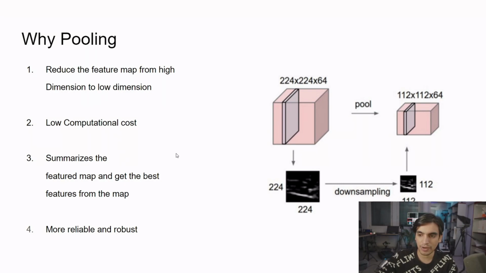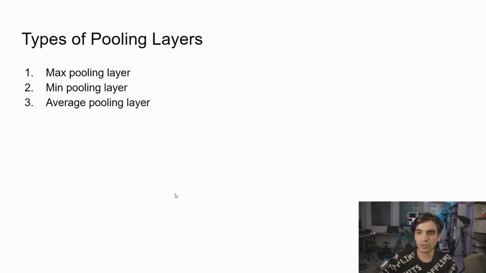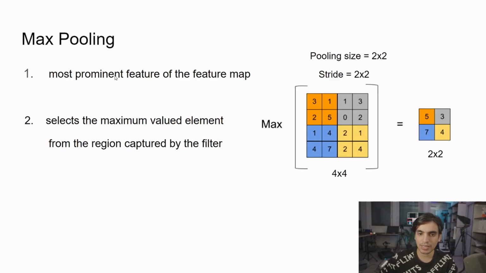Pooling is actually summarizing the feature map, and how can it summarize? It can just get the best features from the map and summarize them into a small box. And this method is more reliable and robust. The next thing, we have different kinds of pooling methods. The first one is the max pooling layer, then the min pooling layer, and the average pooling layer. First we will talk about the max pooling layer. So what is the max pooling layer?